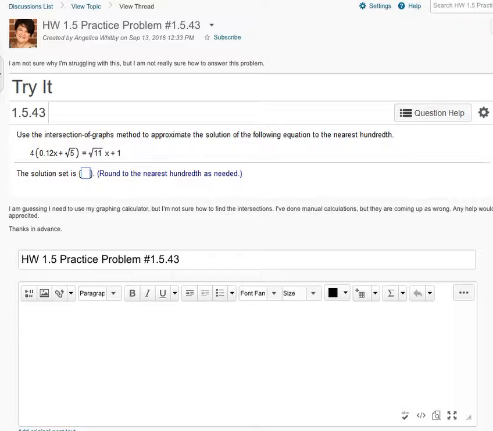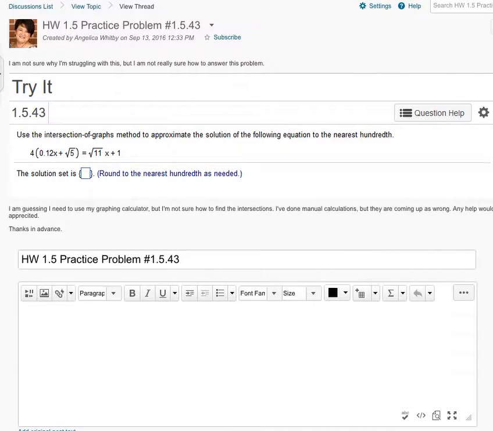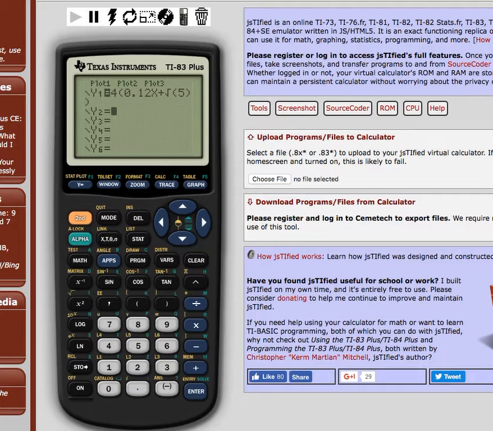0.12, excuse me. Let me go back in and put that in. So I'll insert a 1 here. So second, insert 1. Okay, got the first one. Need the second one. So the second one is square root of 11 times x plus 1. So square root of 11, close that, x, and then plus 1.